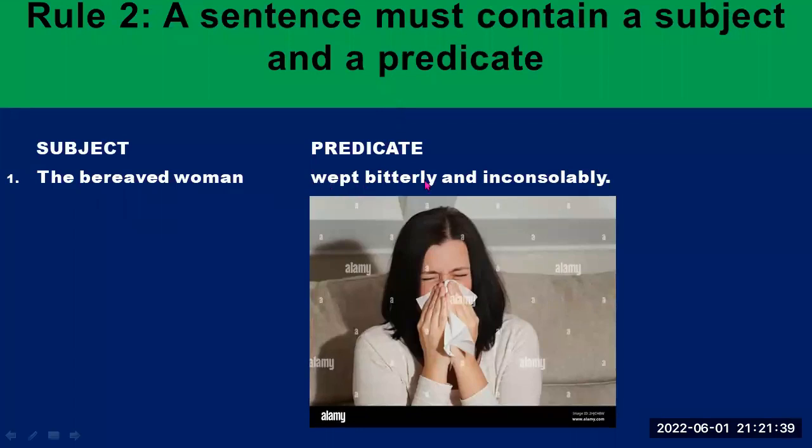The predicate is what the person or thing is doing or did, or what is said about the person or thing that is the subject. So the predicate here, wept bitterly and inconsolably, for example. Now the predicate includes the verb and some other words that complete the meaning of the verb. They are together known as the predicates, all right?